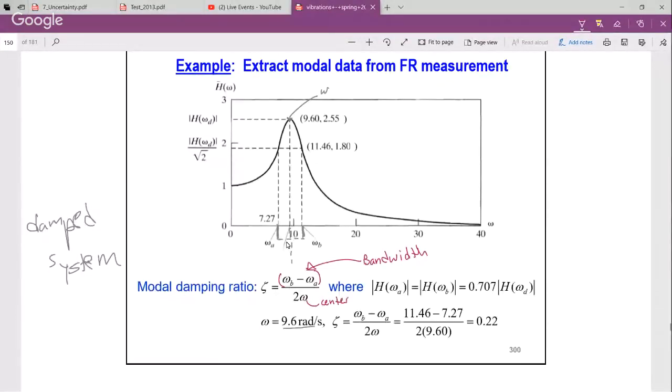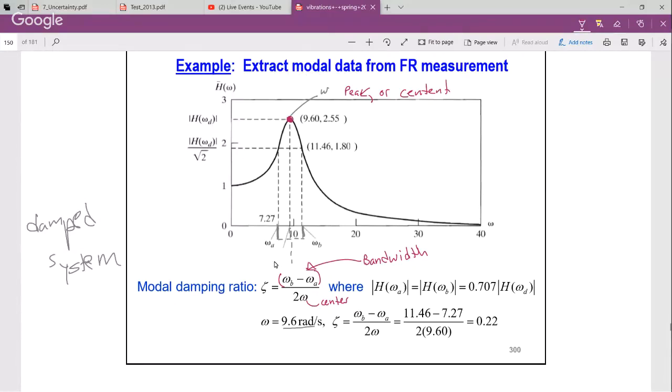Back over here, let's take a look at this. We've got magnitude versus frequency. This point right here is what? The frequency of this peak point is 9.6. So that's our natural frequency. That's also what I call the center frequency, okay? Peak frequency or center. The peak value at that frequency is what? Looking over here, we're between 2 and 3. I've got written here 2.55. So our peak value is 2.55.